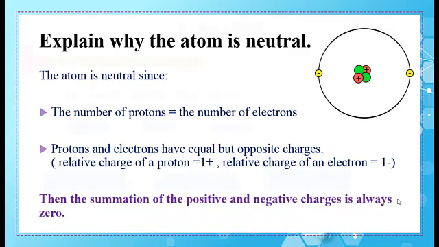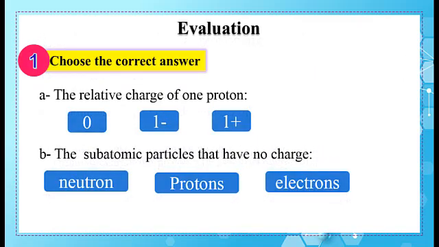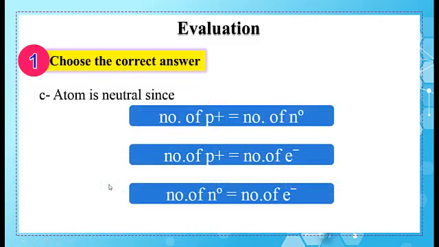Evaluation. Choose the correct answer. The relative charge of 1 proton is 1 plus. Correct. The subatomic particles that have no charge are called neutrons. An atom is neutral since the number of protons is equal to the number of electrons.